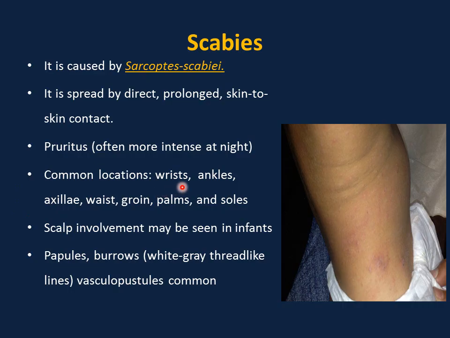Common locations are the wrist area, ankles, axilla, waist, groin, palms and soles. Scalp involvement may be seen in infants. The patient will present with papules, as you see in this case, and burrows, which are white, gray, thread-like lines. They may also present with vesicles and pustules. Very important to know about scabies: lack of family history or positive family history does not rule out scabies. So you may have only the patient or one family member affected by scabies.